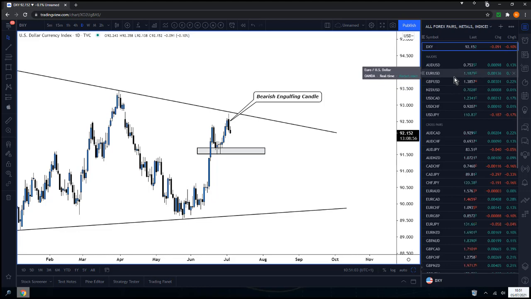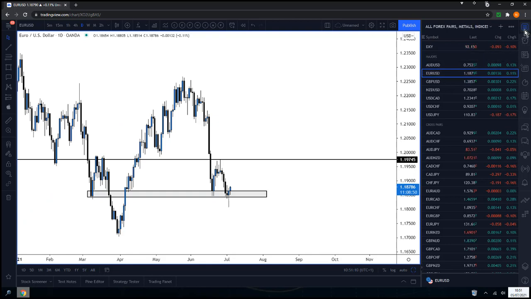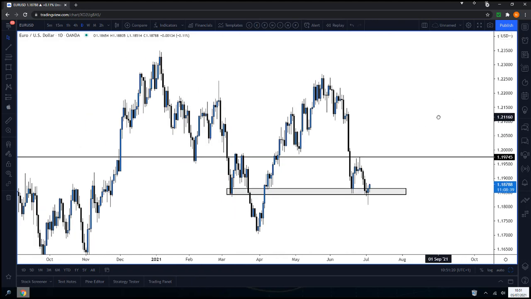But almost the opposite of the dollar index is the euro dollar. So if the dollar index suggested that we were going to see weakness on USD, then we would be looking to buy euro USD. So let's have a look at that chart.